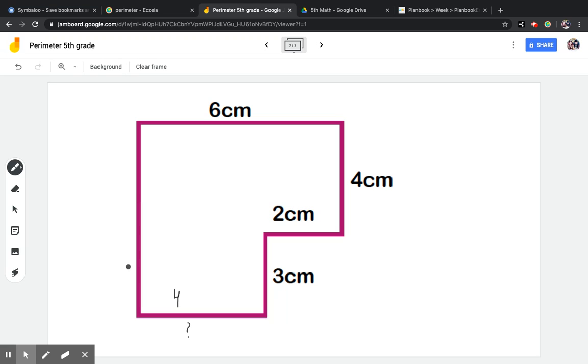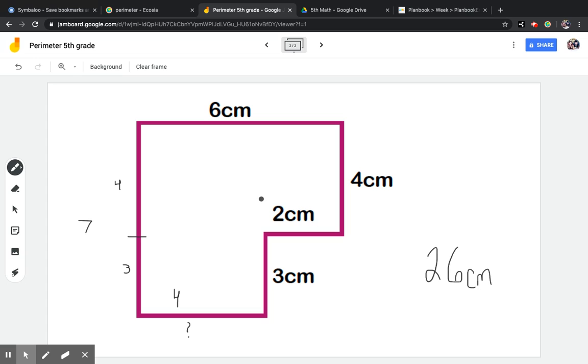And then let's figure out this side. Although it looks like it's 6, it might not be. But if we look across, we can see that they've given us a couple lengths over here. So on the top part, we have 4, and on the bottom, we have 3, which means that this side length is 7. Now we can add them all together. So I have 6, plus 4 is 10, plus 2 is 12, plus 3 is 15, plus 4 is 19, and then we have 7 more. So 26 centimeters is my perimeter.